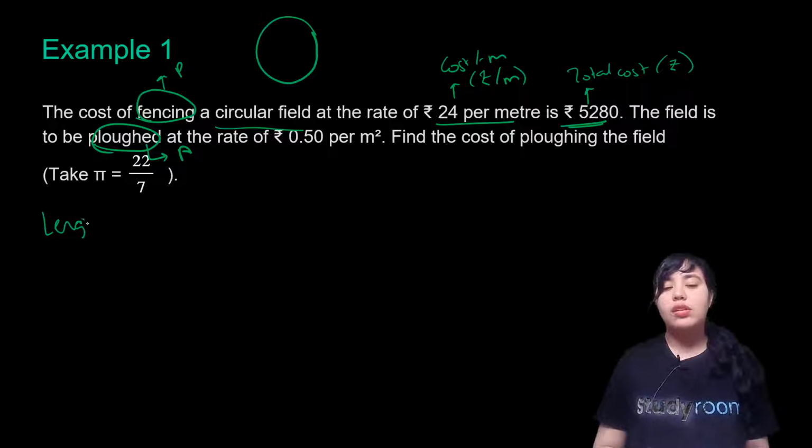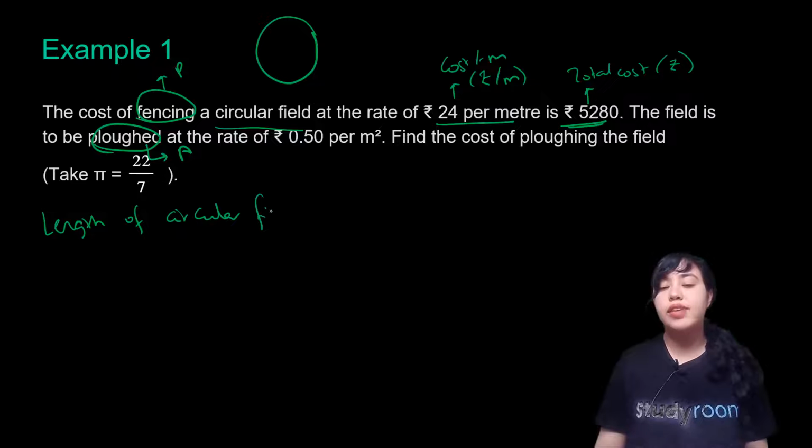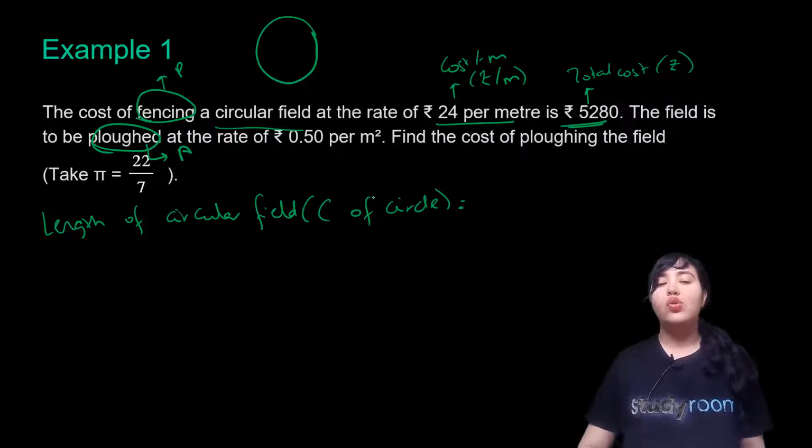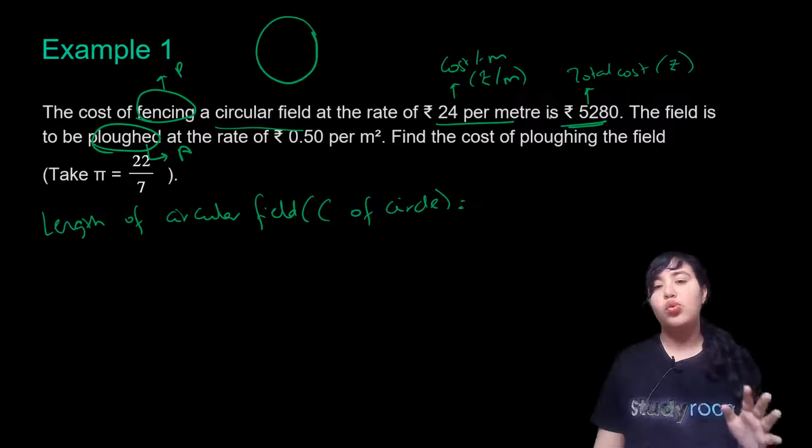So the length of my circular field, if I have to calculate it, because that is to be fenced, is basically the circumference of my circle. You know only two formulas for a circle right now, pi d or 2 pi r, and unfortunately none of them would work over here. Here you need to make use of your unitary method knowledge, because the radius is not known to you.